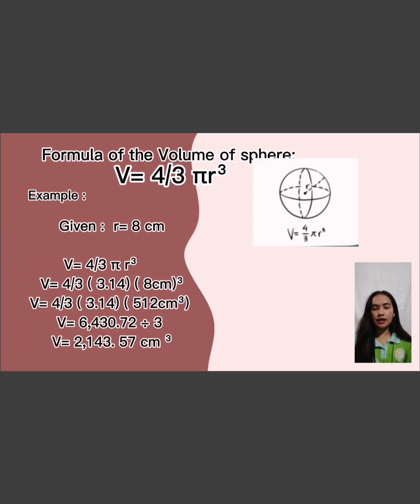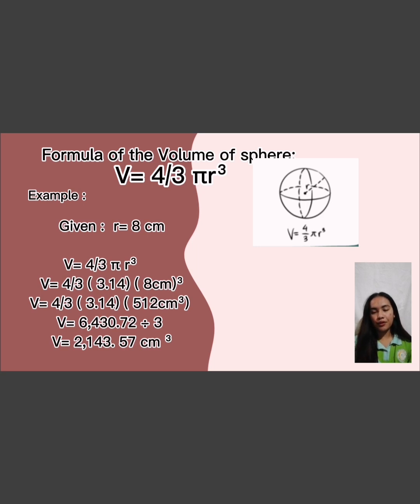So for the next shape, the volume of sphere, the formula of it is volume is equals to 4/3 times pi times radius cubed. So the given here is radius is equals to 8 centimeter. For you to understand the volume of sphere, let us have an example. So the given will be 8 centimeter. So first, let us write the formula, 4/3 times pi times radius cubed. So next, bring down 4/3 and 3.14, and the radius will be 8 centimeter cubed.